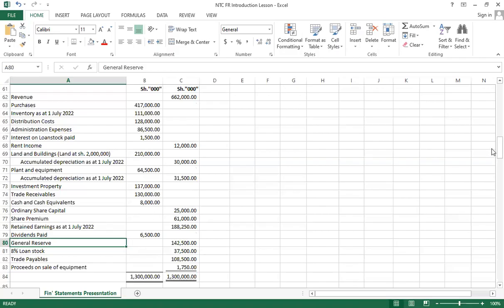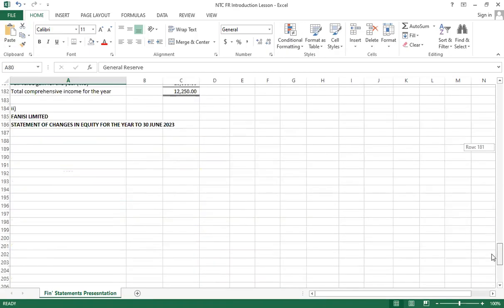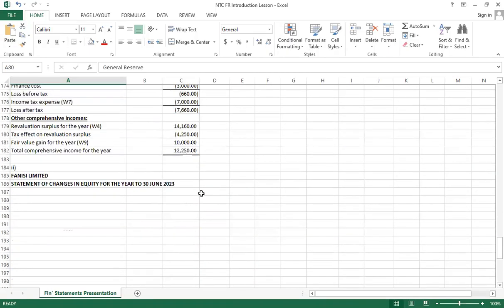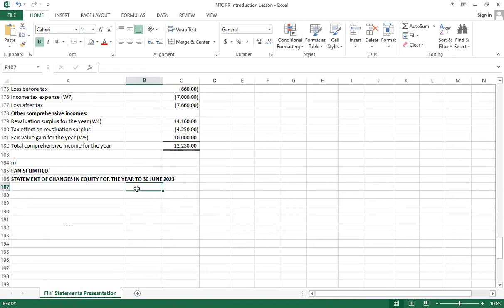So I'll come back to my statement of changes in equity, and the first column I will say that I have ordinary shares. Now this is followed by the share premium.